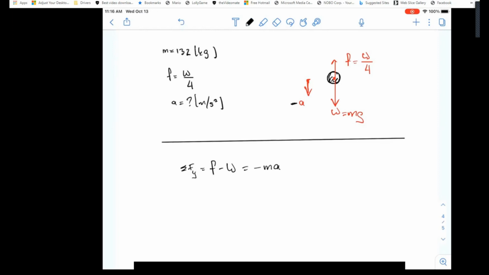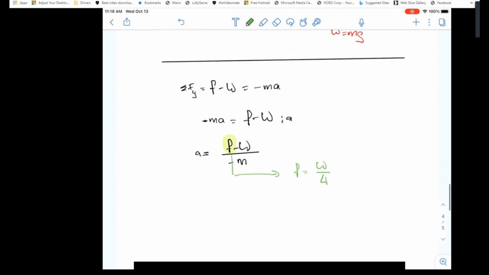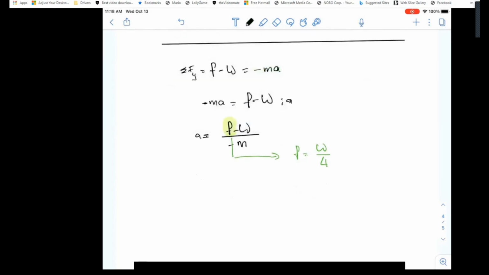All right, so I'm going to rewrite this. This is going to be W, and then isolate a. This is going to be F minus W. And let me just move the negative to the left for now. All right, it makes sense. So what do we know? We know that the frictional force is 1/4 of W, so W is 4 times larger. So I'll do a back substitution.